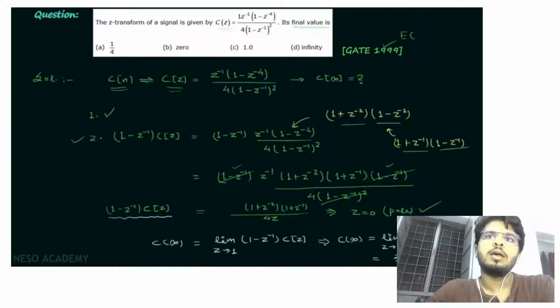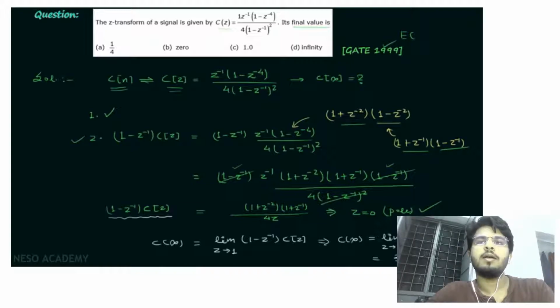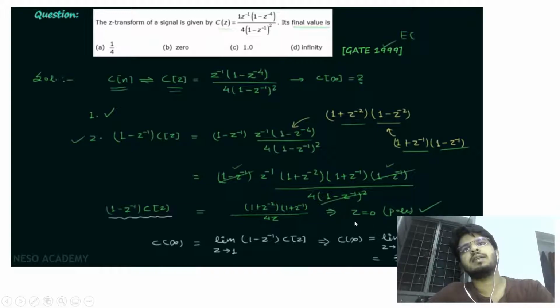So the second condition is that (1 minus z inverse) multiplied with the Z transform must have poles inside the unit circle. If we calculate it, we'll find that the pole comes out to be at 0, which lies inside the unit circle. So the conditions are satisfied and we're good to use the final value theorem. We apply the formula over here and we find the value, right? It's very easy. So the answer comes out to be 1, option C.